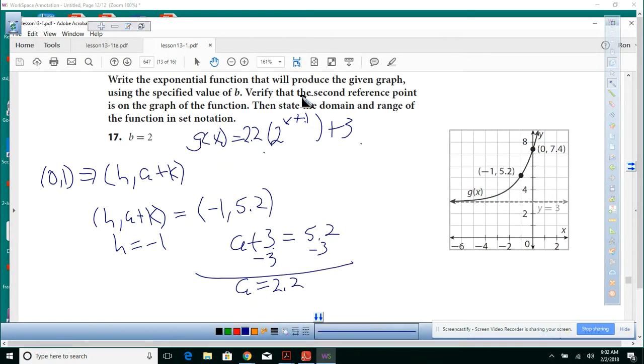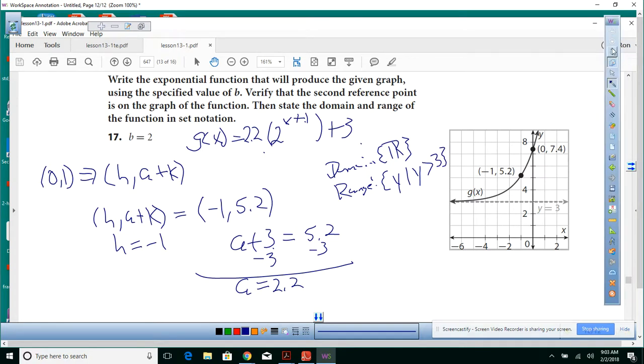All right. And let's see. Then state the domain. Well, the domain is all real numbers. And the range is y such that y is greater than 3. Okay.